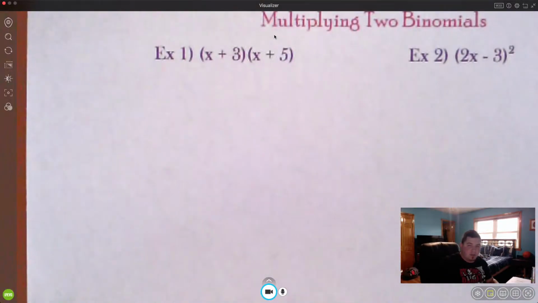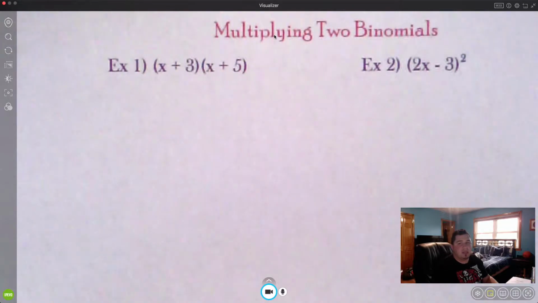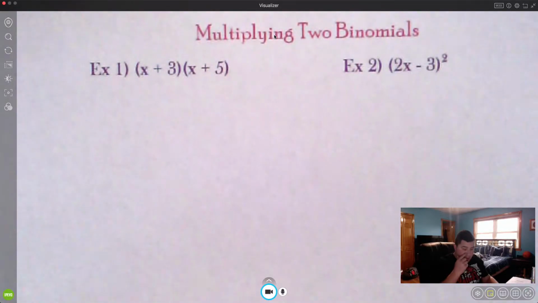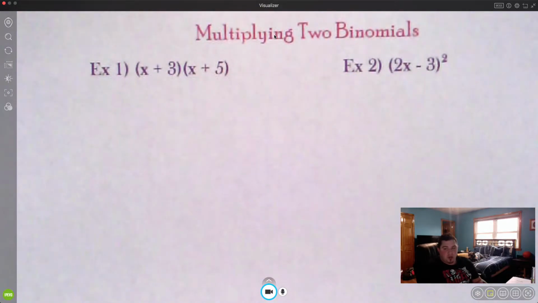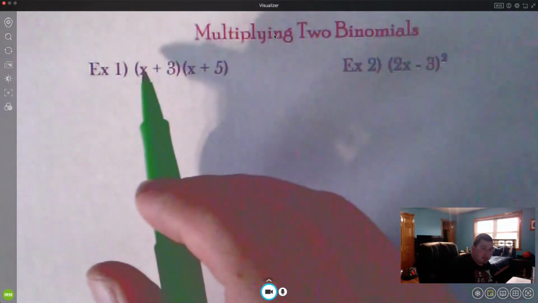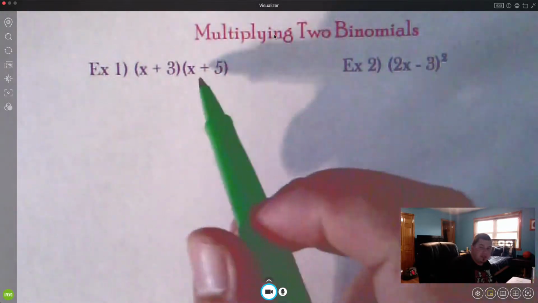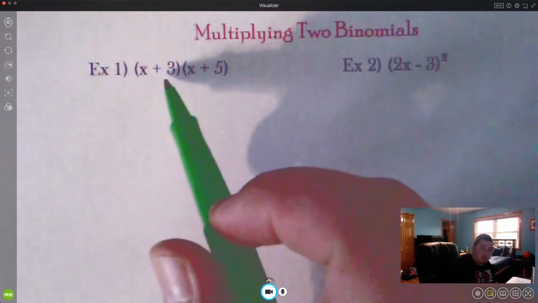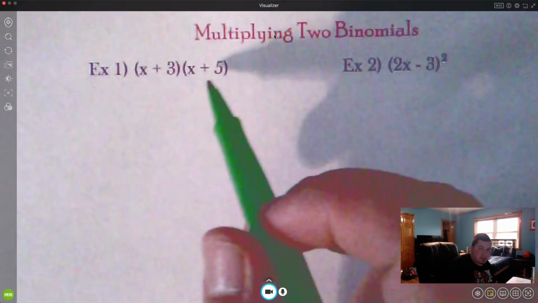So now let's take a look at our examples with binomial times a binomial and squaring a binomial. So what we're doing here is when we did monomial times a binomial or a trinomial, it was distributing it one time through the set of parentheses. In this case, we're going to double distribute. When I say double distribute is we're going to take the x and we're going to distribute to the x plus 5. We're going to take the 3 and we're going to multiply it to the x plus 5.